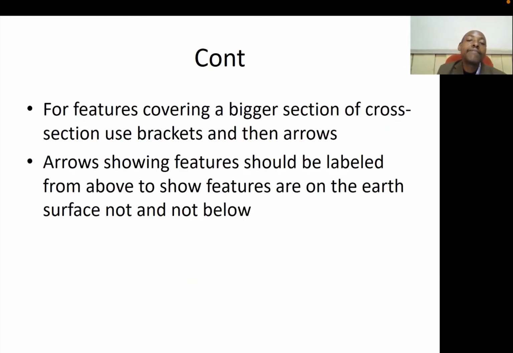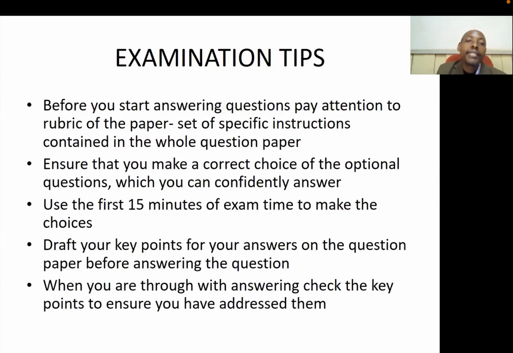Then for features covering a bigger section in the cross-section, use brackets and then arrows. And the arrows showing the features should be labeled from above to show that the features are on the earth surface and not below. Let me now take some time to give the candidates some guiding points on tackling the examination.